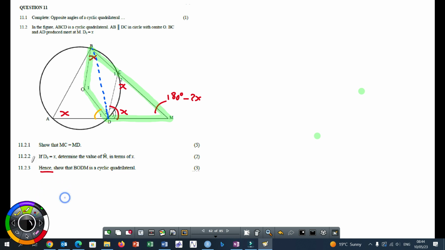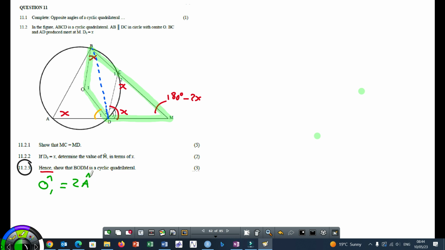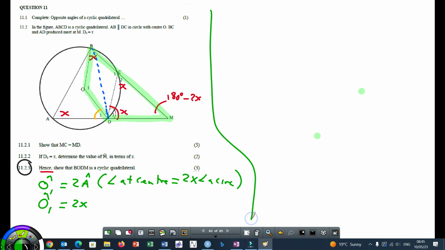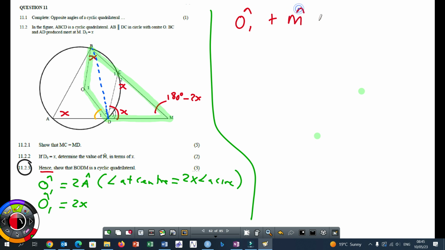So, to answer that one, we say O1 is equal to 2 times angle A, and the reason here is angle at center is equal to 2 times angle at circumference. So O1 will be equal to 2x. Okay? We are not done. Then we carry on and say angle O1 plus angle M must give us 180 degrees.